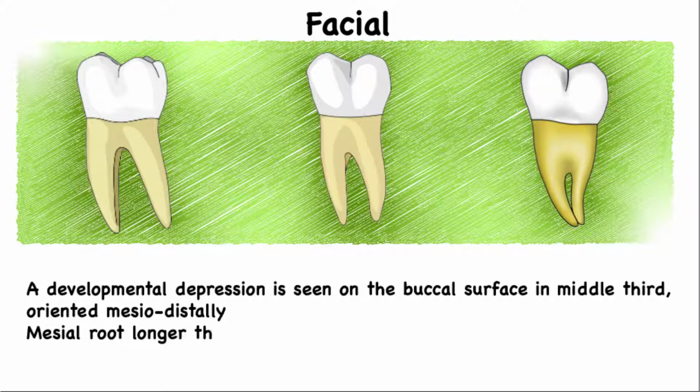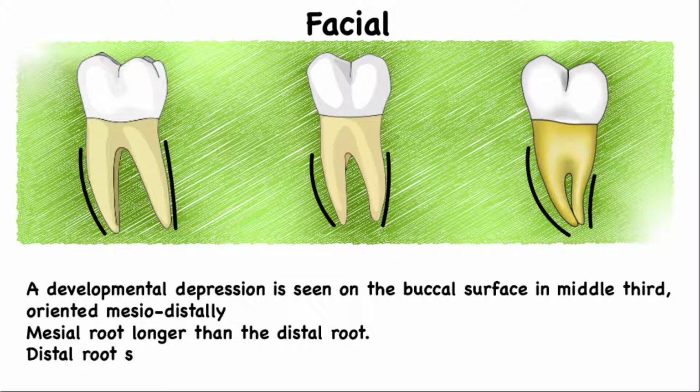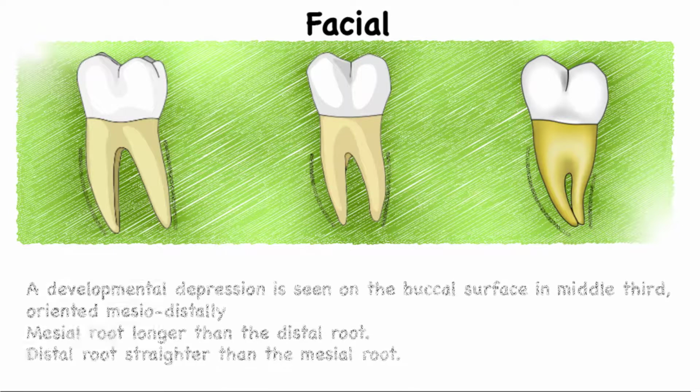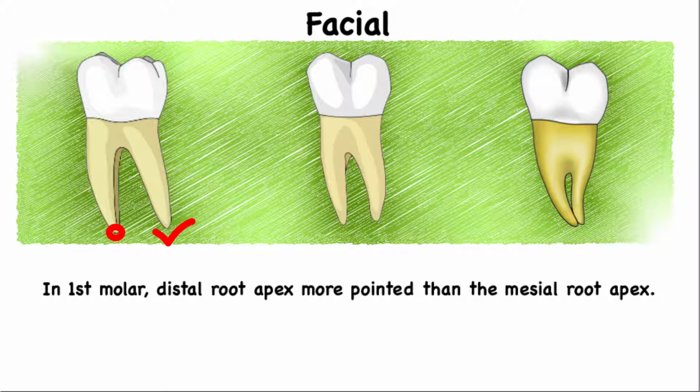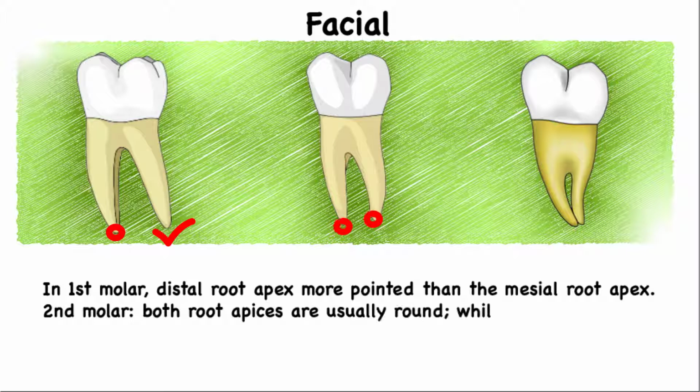The mesial root is longer than the distal root in all the molars, while the distal root is straighter than the mesial root. In first molar, distal root apex is more pointed than the mesial root apex. So mesial root is round and distal root is pointed. In the second molar, both the apices are usually rounded, while in the third molar, the root apices are usually pointed.